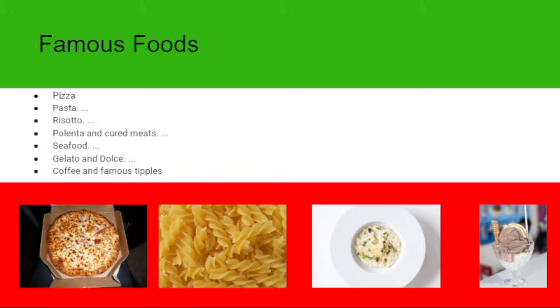Italy's most famous foods are pizza, pasta, risotto, polenta, cured meats, seafood, gelato, also known as ice cream, coffee, and famous tipples.